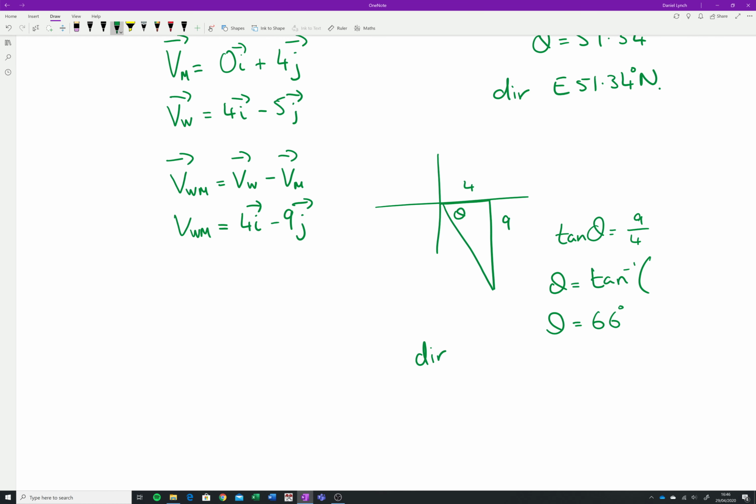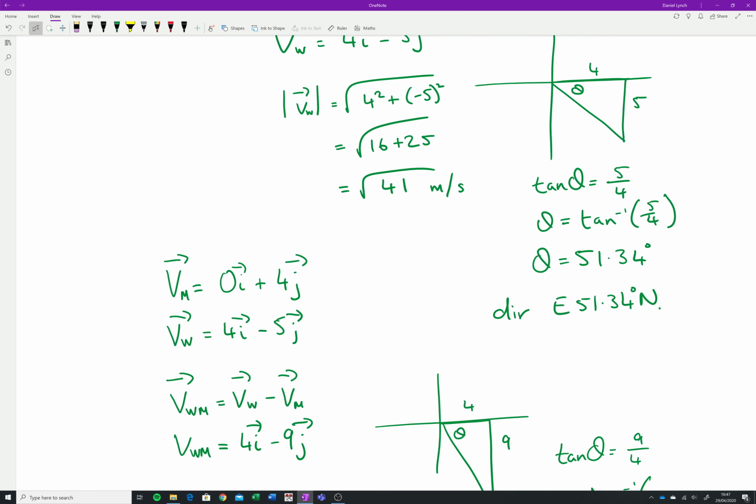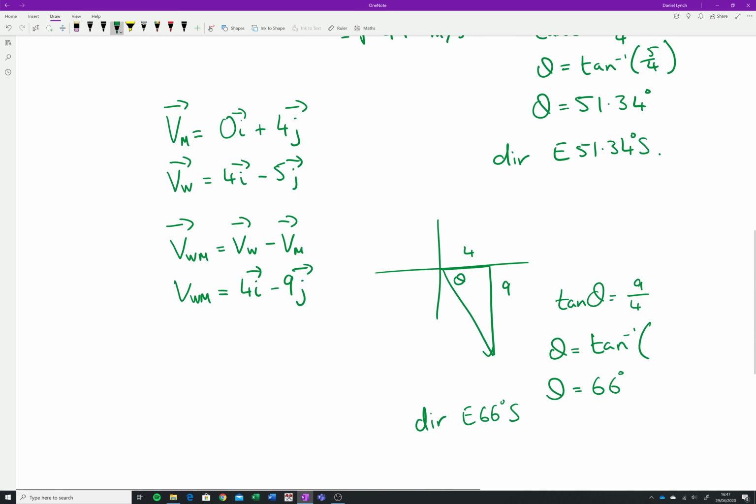you do need to be a little bit careful here. We're saying that it is going in the direction east, 66 degrees south. Did I say that for the last one? No, foolishly I said east, 51.34 degrees south. So that's the direction in which it is coming.